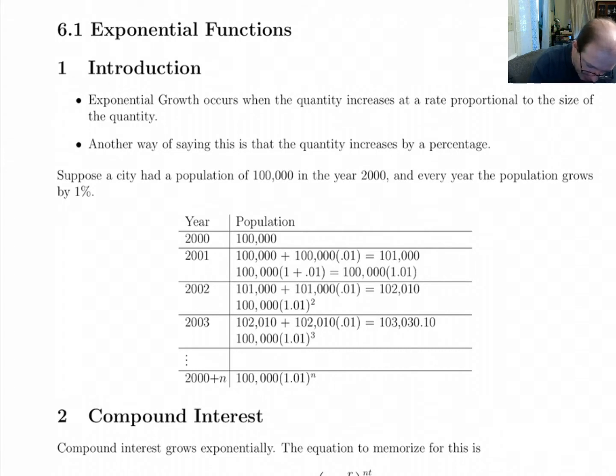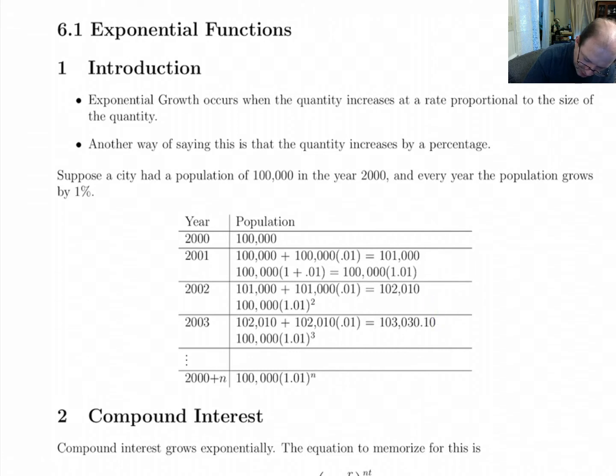So if you look at this, year 2000, the population is 100,000. So in 2001, what we have is the original 100,000 people plus another 1%. So we've got 101,000 people. And then in 2002, we've got the 101,000 we start with. Then we add on another 1% of them. Now we've got 102,010 people. So notice the first year we grew by 1,000, then by 1,010. And then the next year by a few more.